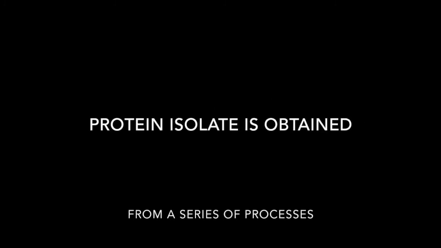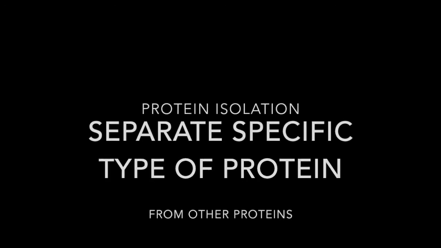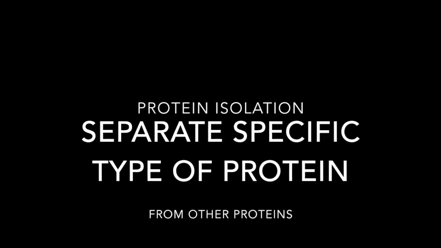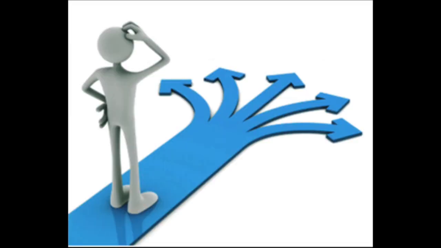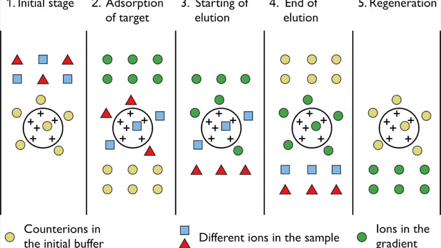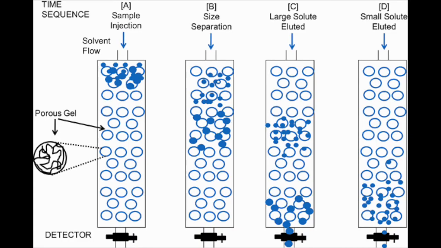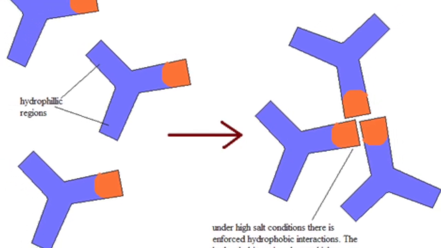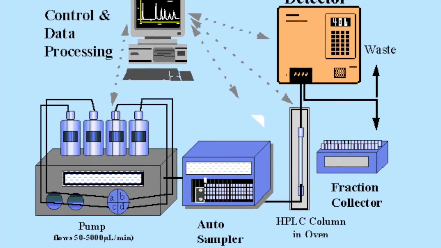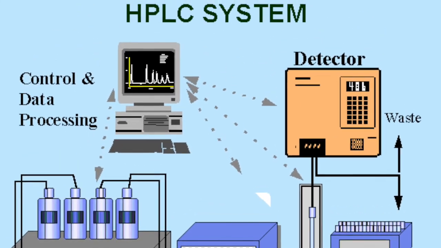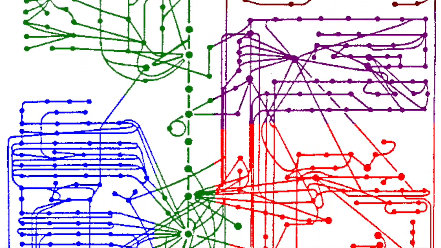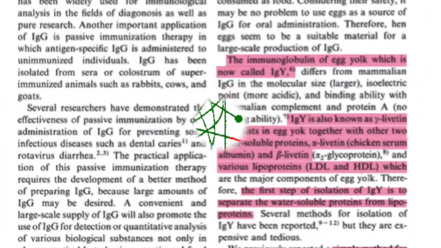So once again, protein isolate is obtained from a series of processes that separate the specific type of protein from its other protein friends. Protein isolation can be achieved through various methods, such as separating it based on its charge, like ion exchange chromatography, by its size, by its hydrophobic interactions, or maybe using something cool, like HPLC. And yeah, still many more methods are available to isolate a protein.